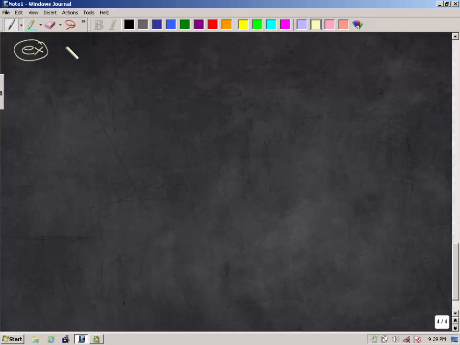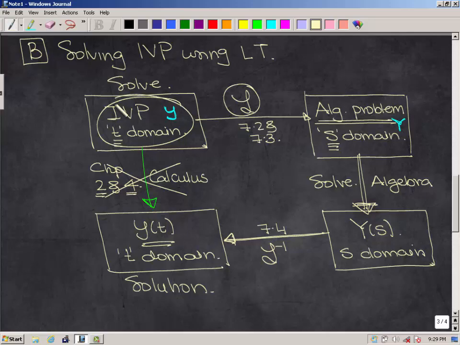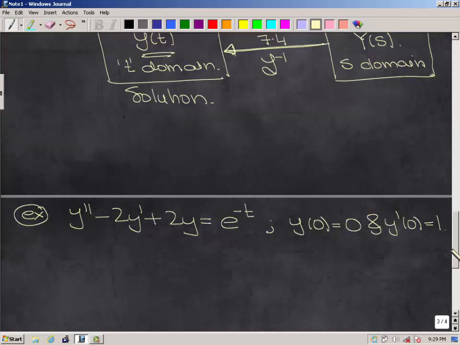So let's say that I have y double prime minus 2y prime plus 2y is equal to e to the negative t. Now this is a differential equation. Remember, to solve this equation using Laplace transforms, we need initial conditions. So we have y of 0 is equal to 0 and y prime of 0 is equal to 1. So this is what we have right now. We have an initial value problem. What are we going to do? Take a Laplace transform. So let's do that.